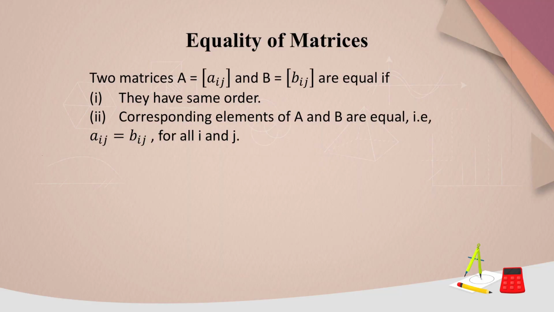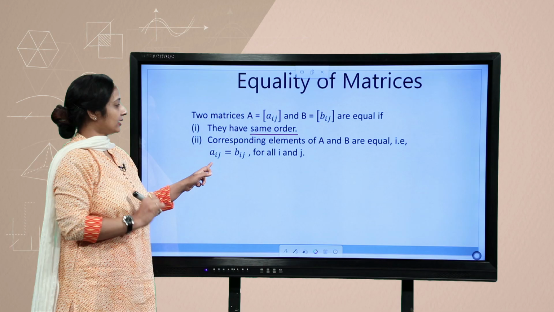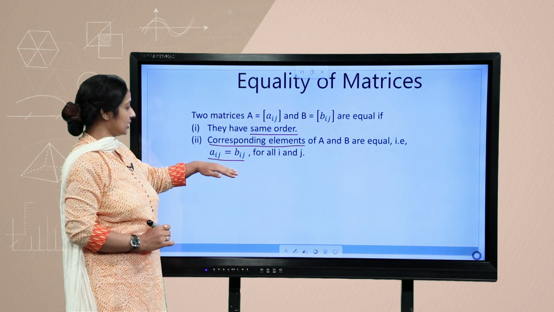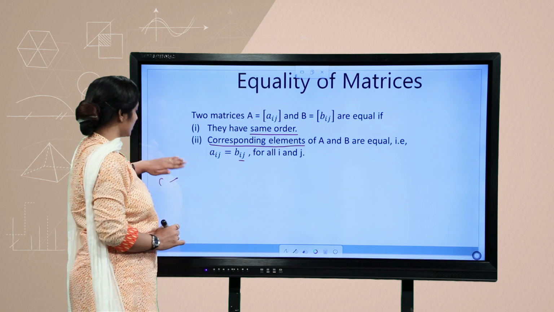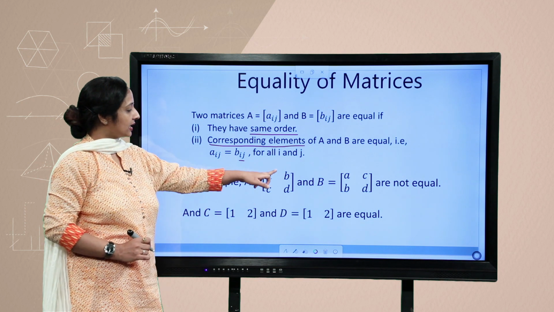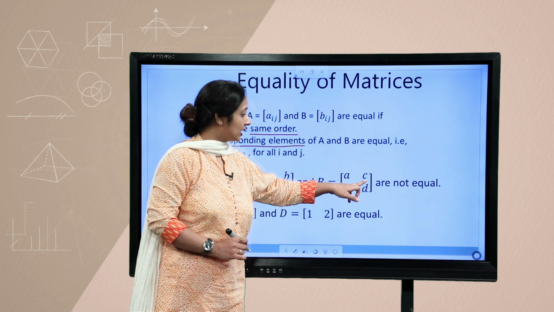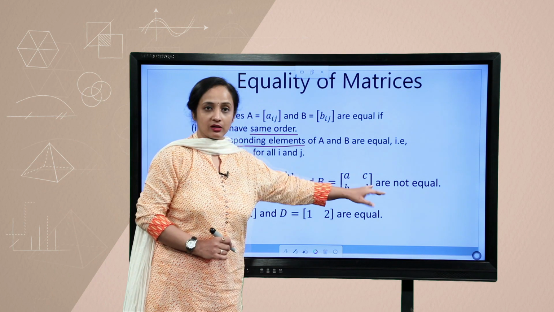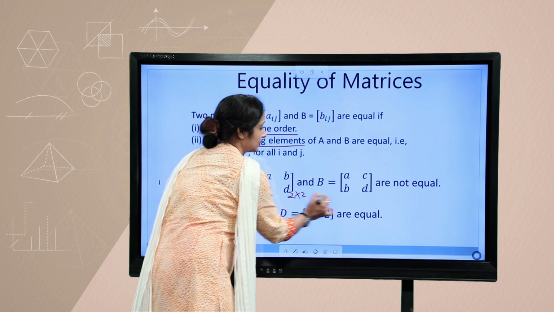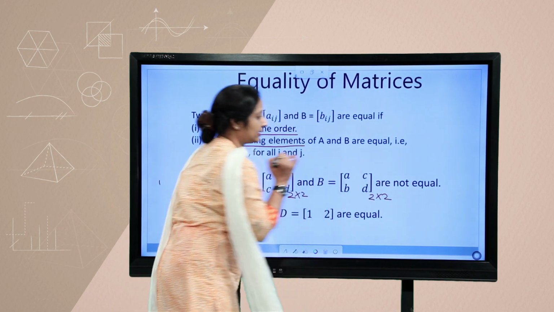So the next concept is equality of matrices. When can we say two matrices are equal? We have just two conditions: they must have the same order, and the second is their corresponding elements Aij and Bij are also equal for all i and j. So, for example, this matrix A, B, C, D and another matrix B, A, C, B, D are not equal. Why? They have the same order, 2 by 2 each. But still they are not equal.